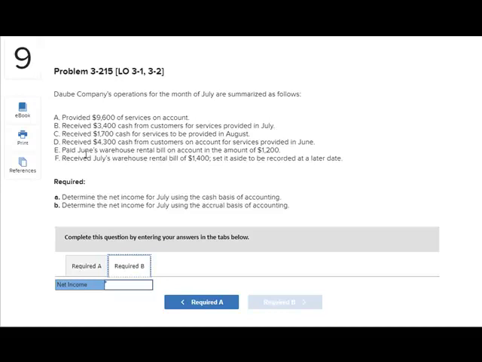And then here we're paying June's warehouse rental bill. Well, that means we incurred that expense in June. So we need to recognize the expense in June, not in July. And then finally here, this is July's warehouse rental bill. So this is a July expense under accrual basis accounting, even though we're not going to pay it until later.